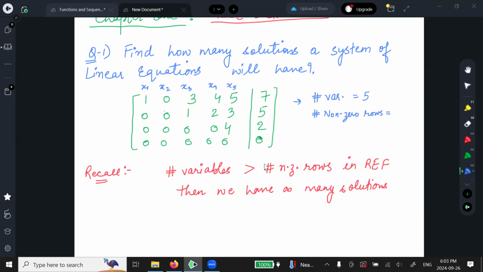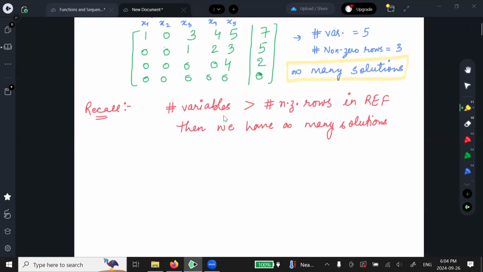It's a free variable, right? You just count the rows. Non-zero rows is 3, and 5 is greater than that, right? So this system will have infinitely many solutions. Good. And you just box your final answer. Okay, well, that was case 1.